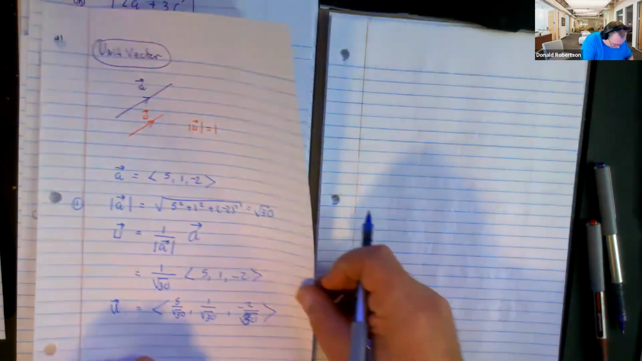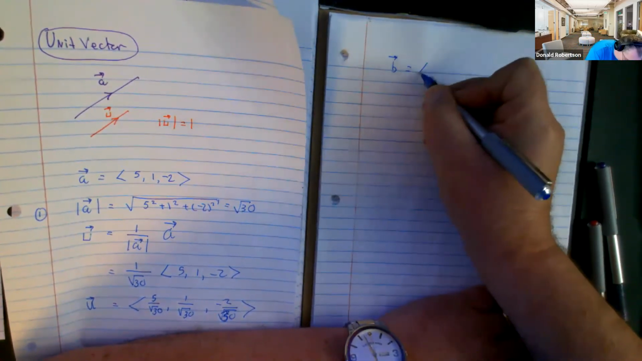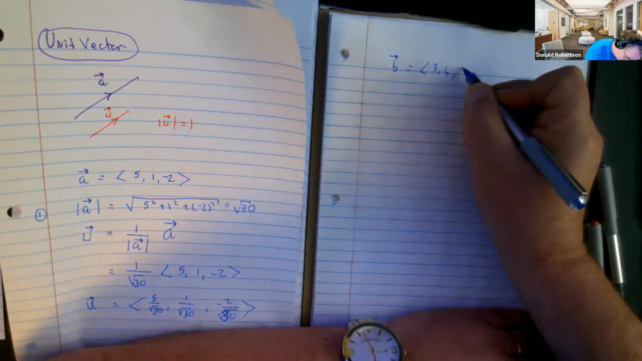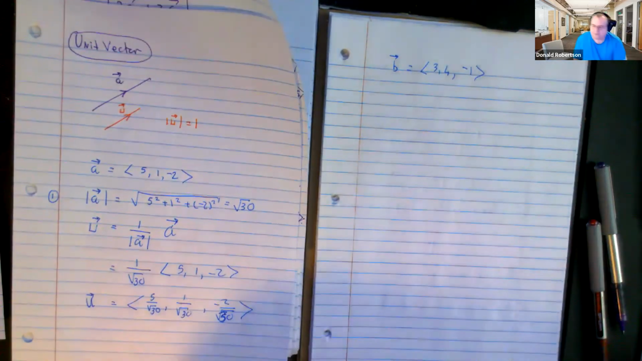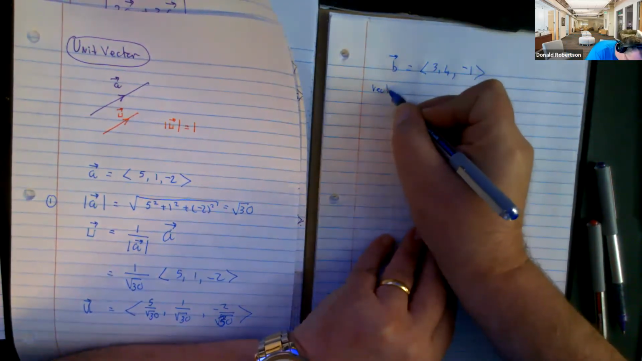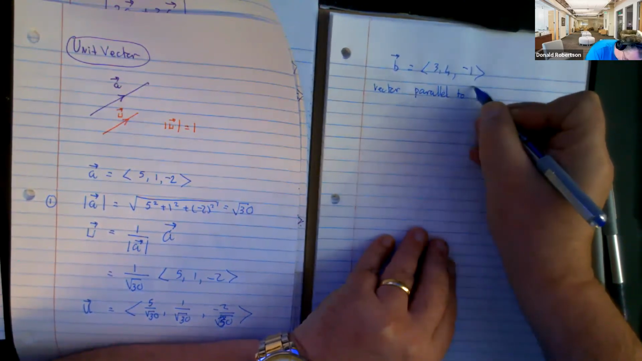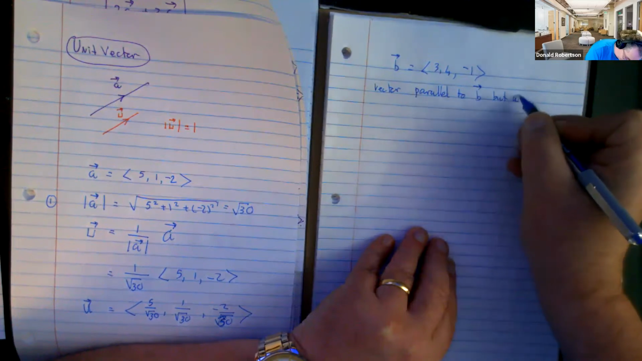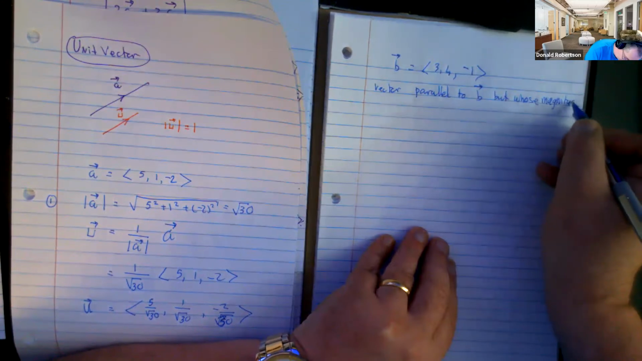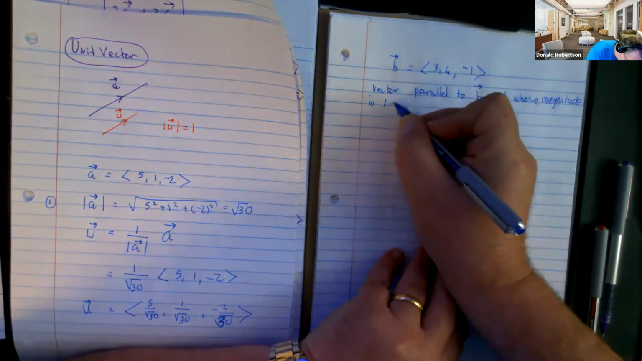Now there is a more subtle version of that. Let's change letters. The vector B is 3, 4, -1, right? And I want a vector parallel to the vector B, but whose magnitude is whatever they ask it. So let's say whose magnitude is 10, right?